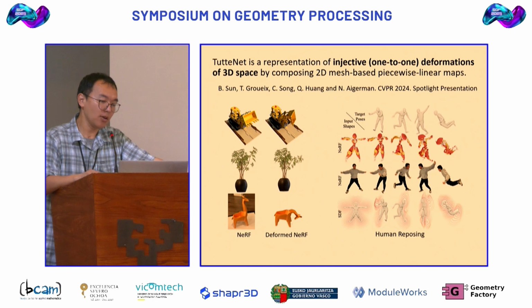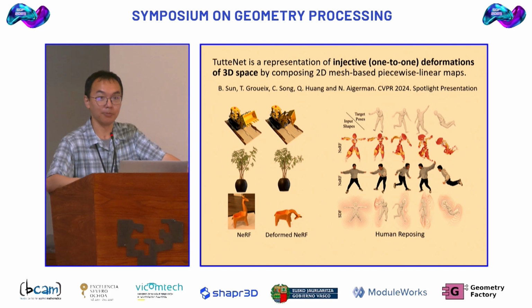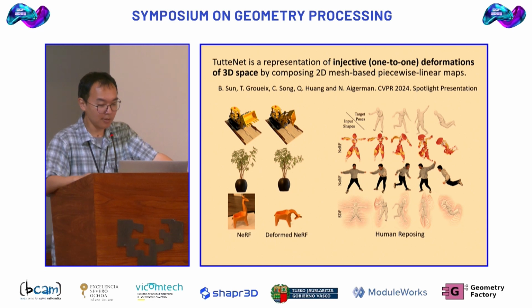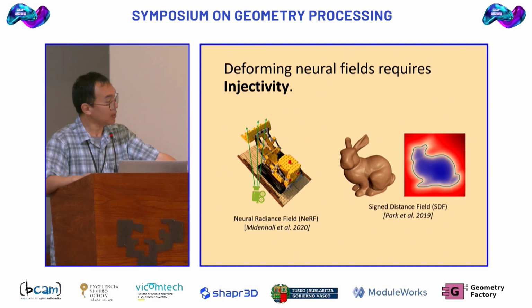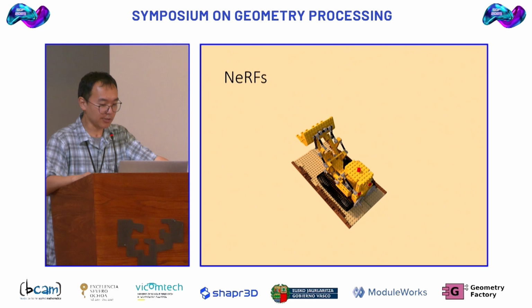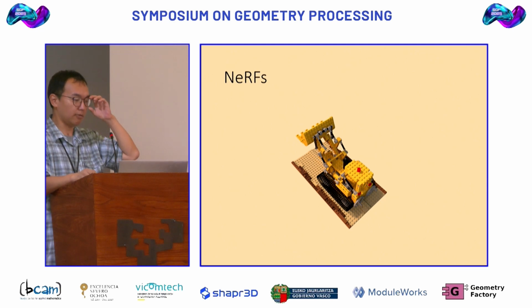If you think about how many papers we have in a subfield in graphics, I think NeRF or Gaussian splatting, those two topics, we have thousands of papers each year on those. So what is NeRF? The background is that we do need to deform a neural field that is injective. So what is a neural field? In general, what is a NeRF?